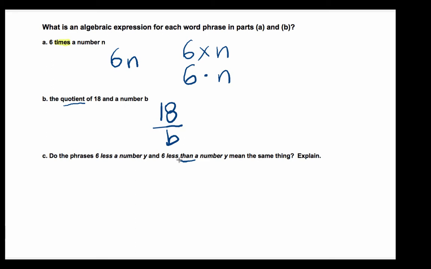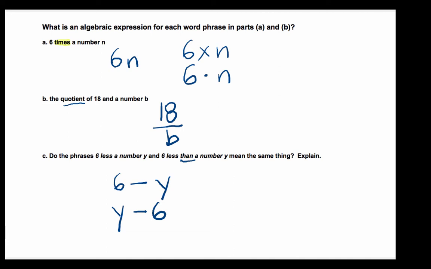The first phrase, 6 less a number y, is just simply saying take 6 and less a number. So it's less a number is just implied subtraction. Okay. Now when we add the word than in there, 6 less than a number y, we have to understand that it's saying start off with y and take 6 away from it. Okay, and you can see that those are two different expressions.